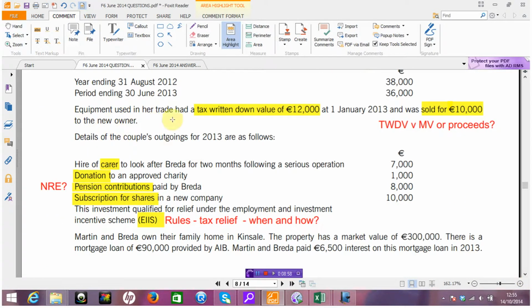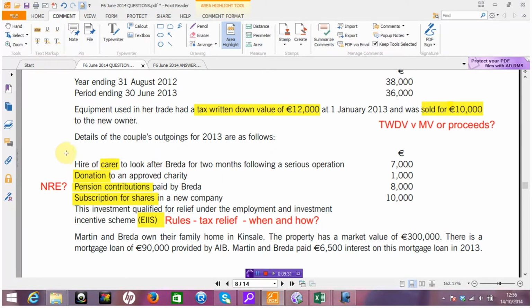Some further information here in relation to equipment. Okay, so just to remember, on cessation of a business we have a cessation date, and we're looking to compare the tax written down value to the market value, or indeed perhaps the proceeds. You'll see that we have a tax written down value of 12 and then a value of proceeds in effect of 10,000 there. So we have to look at a comparison to see whether or not we have any either allowance or charge.